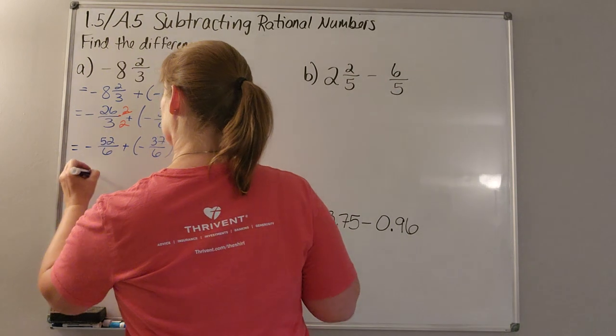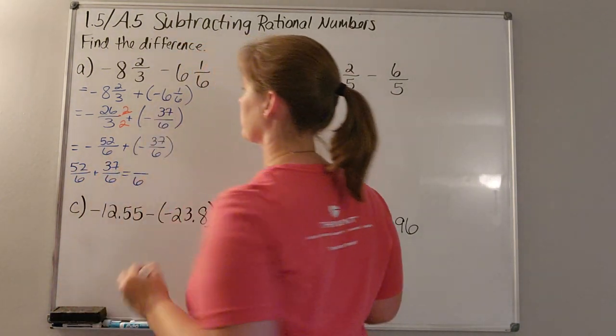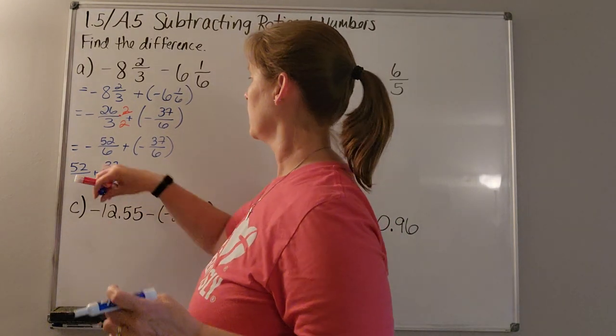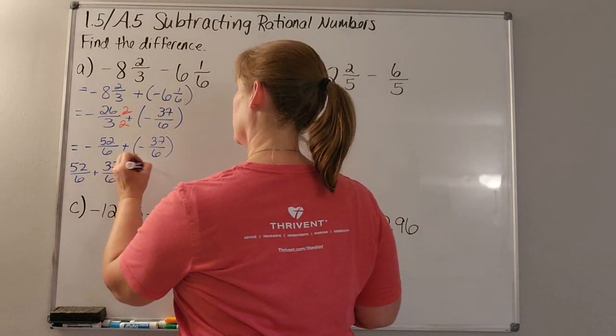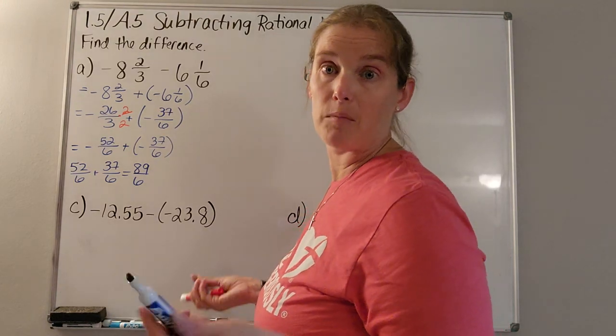52 over 6 plus 37 over 6. Denominator is going to be 6. 52 plus 37, that's going to be 89. And you can leave it as an improper fraction. Reduce it if you can, but you can leave it as that.